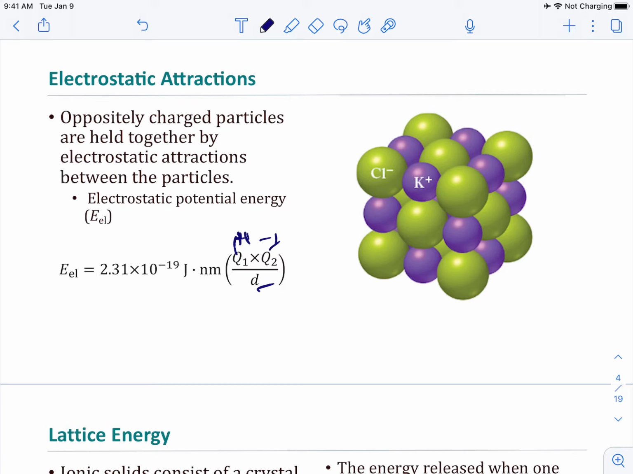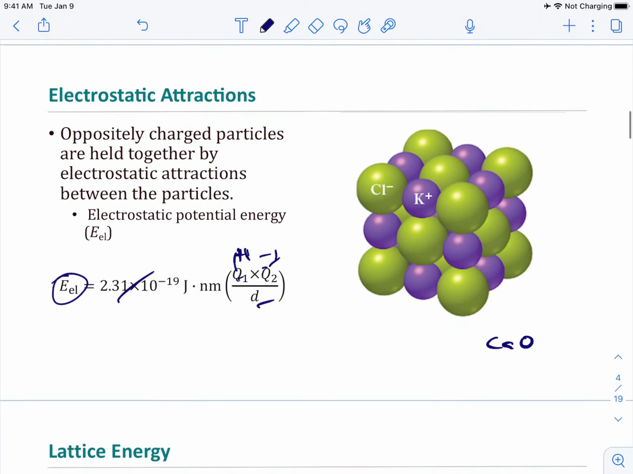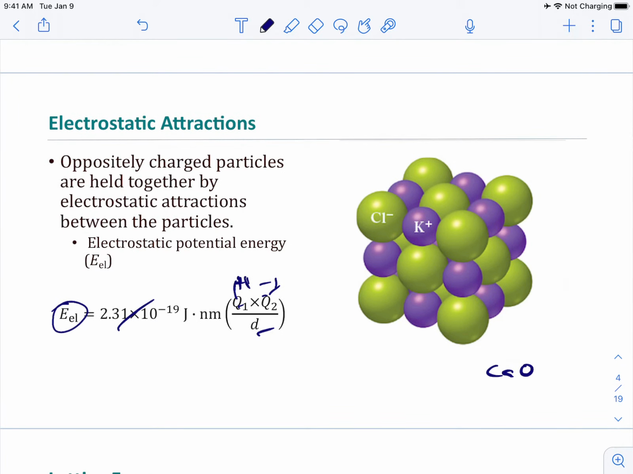And if it was something like calcium oxide, it'd be 2 and 2, and you're not going to calculate anything. You're not going to use this constant. But what we're going to do is look at that relationship. As the charge increases, the energy increases. This is what we call the lattice energy, the strength of this crystal. So it should make sense to you.